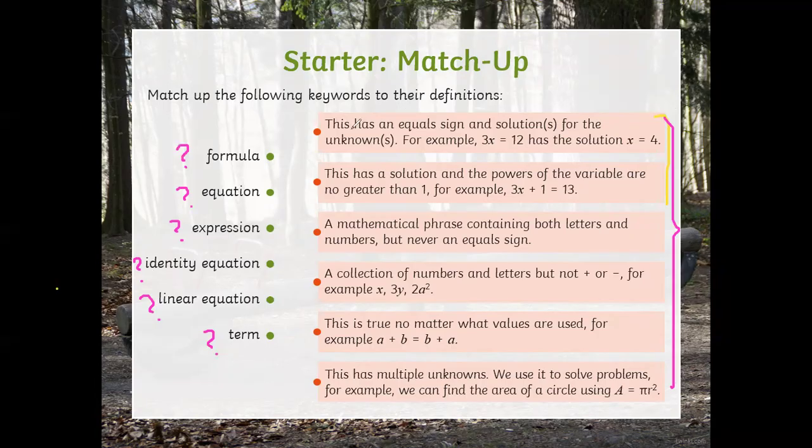Okay. So let's read each and every one. This has an equal sign and solution for the unknown. For example, 3x equals 12, and it has a solution in which we can work it out as x equals 4. And this is exactly what we're going to do in this chapter. Now, doesn't this sound familiar with what I just expressed or told you all earlier? So this is the definition of an equation.